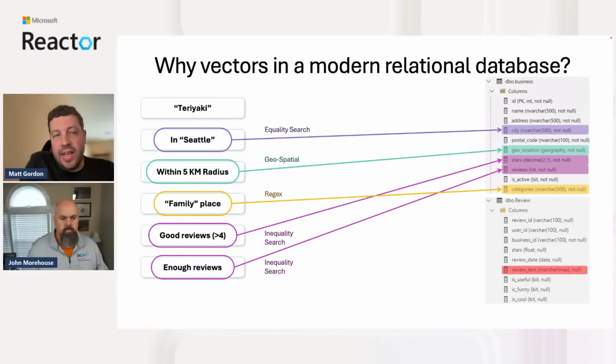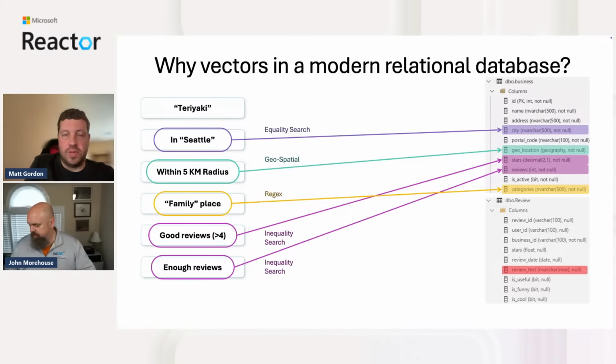So this looks like a query you might write, but in blocks. We're looking for a teriyaki restaurant in Seattle, which is the quality search. It's going to be a city field, which you can see over to the right. We want it to be within 5 kilometers of where we are. That's a geospatial search. So if you look over to the right, you're going to see that's actually a geography point.